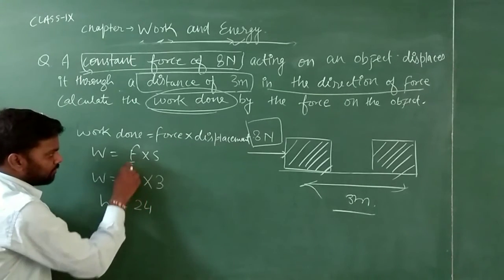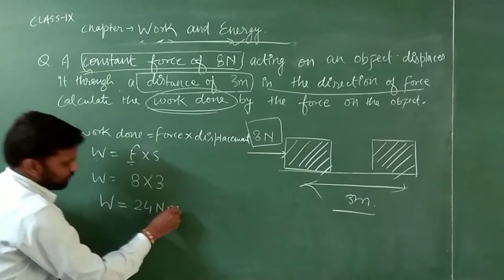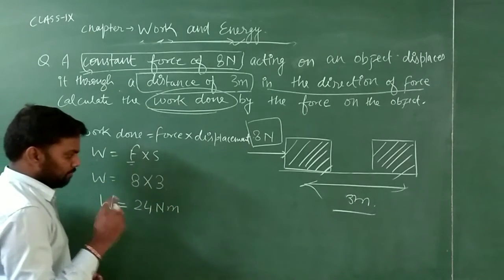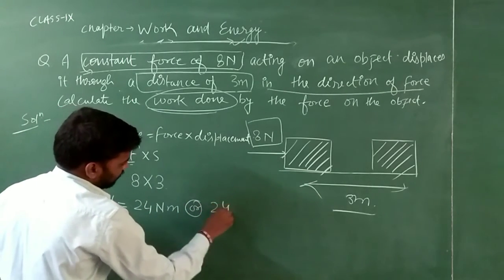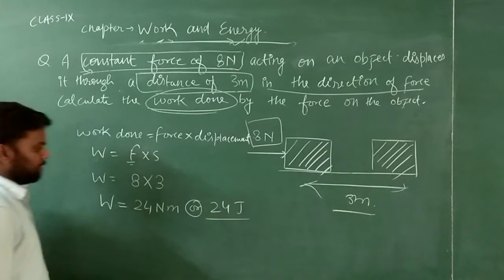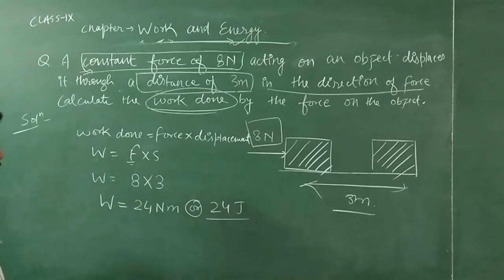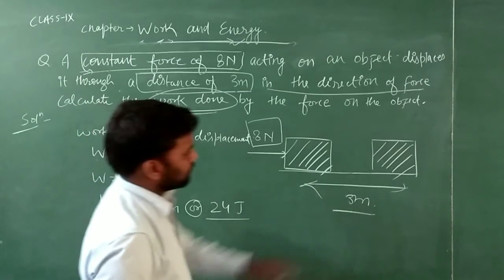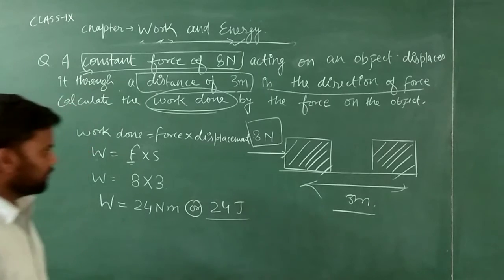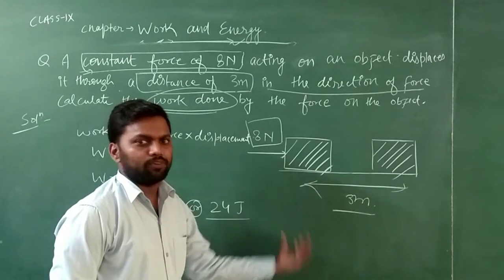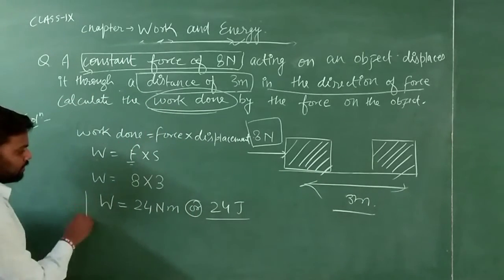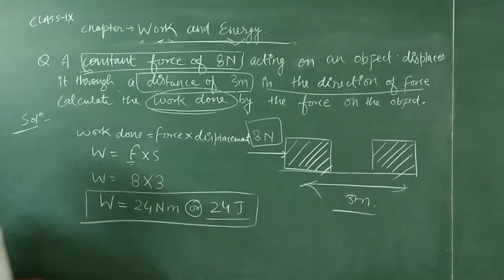We can write it as Newton meter also, but in the whole chapter we will use joule. So we are doing an amount of work that is 24 joule. Okay, student, so this is the work done here. We can see that it is covering a distance of 3 meter and force is 8 Newton, so we can directly calculate in our mind that 8 times 3 is 24, work done will be 24 joule. In this way we can calculate the work done in any question.